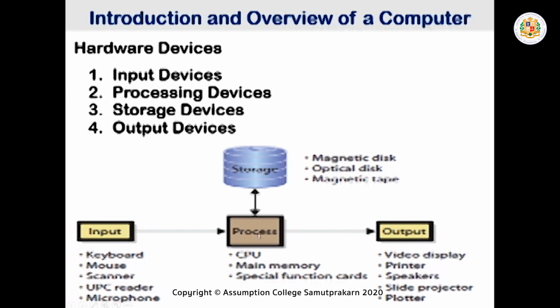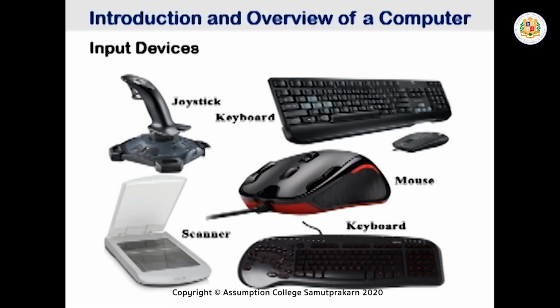We have the processing devices: the CPU, the main memory, the RAM, and special function cards. For the storage devices, we have the magnetic disk, the optical disk, the magnetic tape, the flash drive, and many, many more. For the output devices, we have the video display or the video card, the printer, the speakers, the projector, the plotter, and many more. These are examples of input devices: the joystick, the mouse, the keyboard, the scanner, and many more.